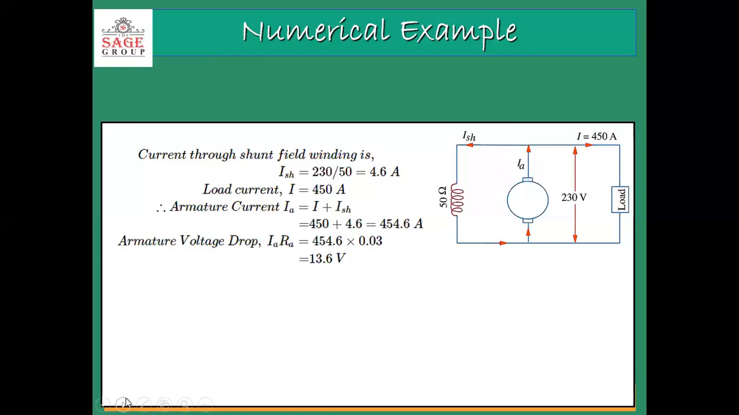Before we calculate the EMF generated by the armature, it is required to also calculate the total voltage drop across the armature resistance. Armature voltage drop is equal to IA RA, armature current 454.6 amperes multiplied by RA 0.03 ohms, equal to 13.6 volt.